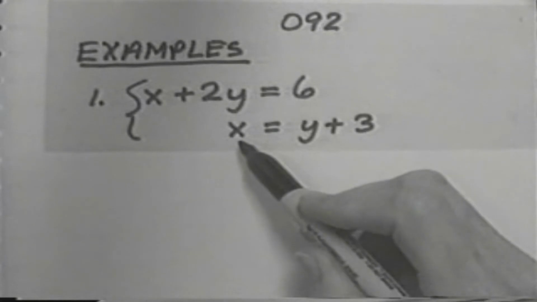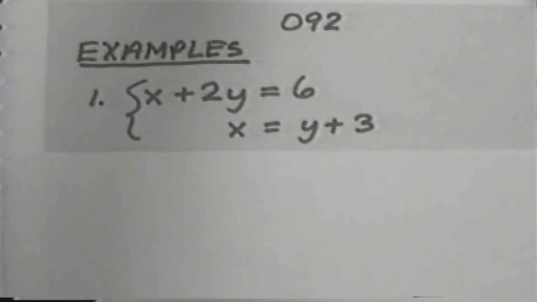Remember that step 1 is solve one of the equations for one of its variables. Notice that one of these equations already has one of the variables alone. The second equation has the letter x alone. Step 2 is to substitute the expression into the other equation for that variable. The expression that we have for x is y plus 3.